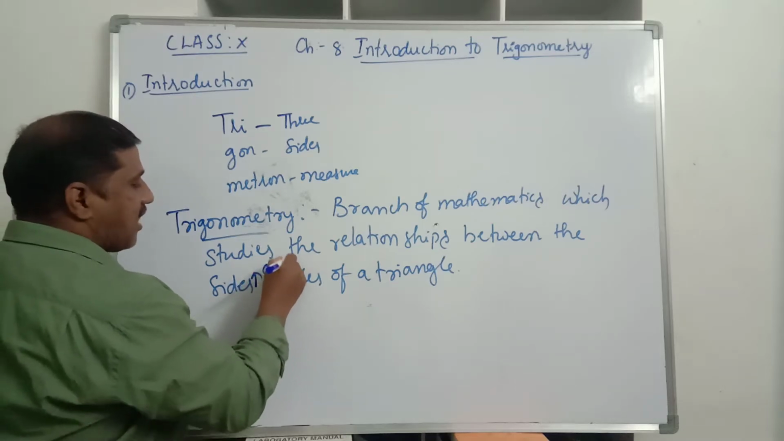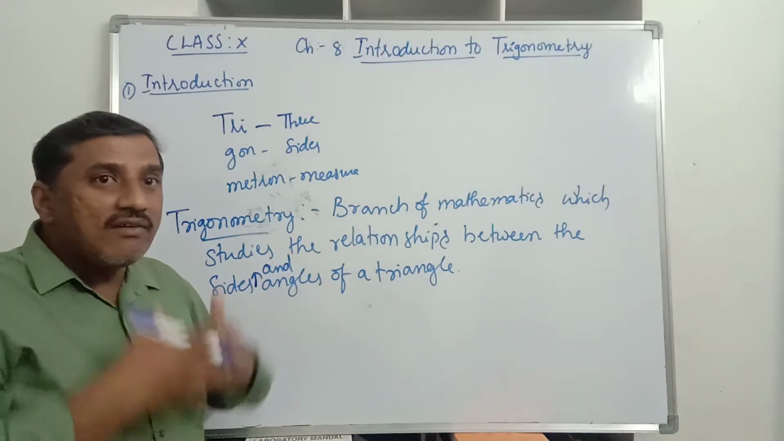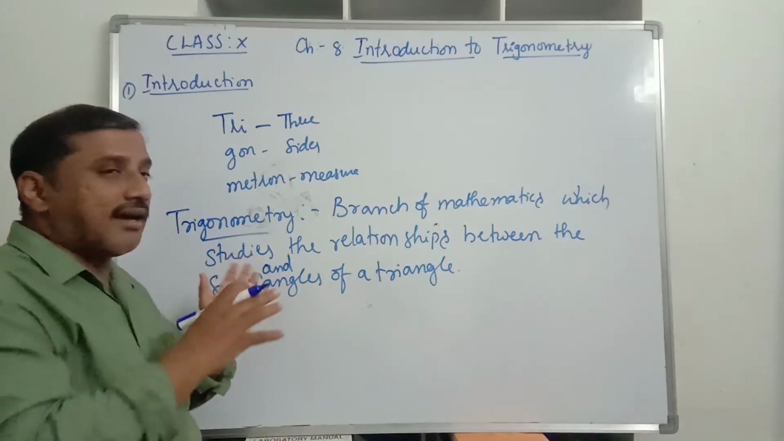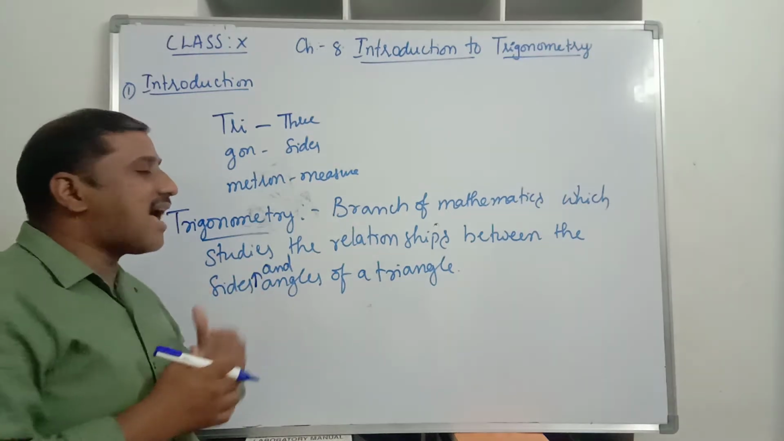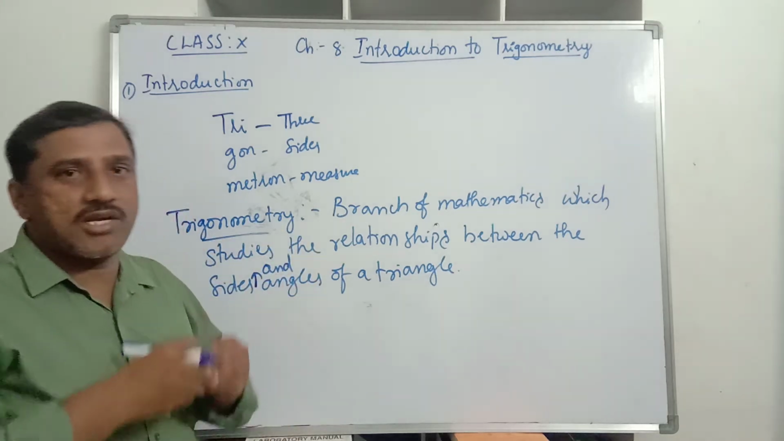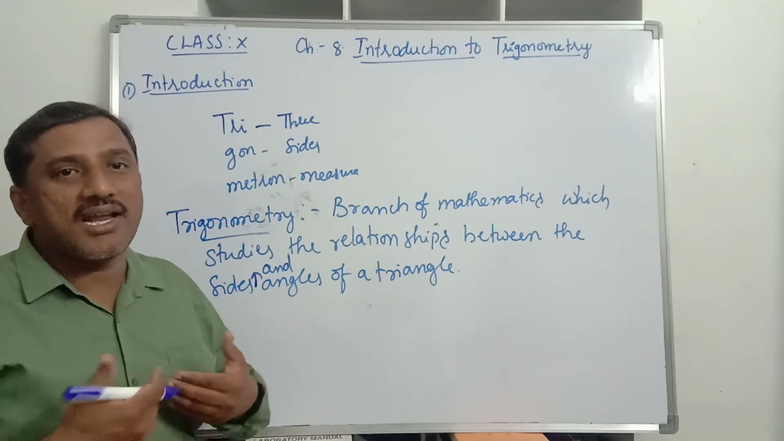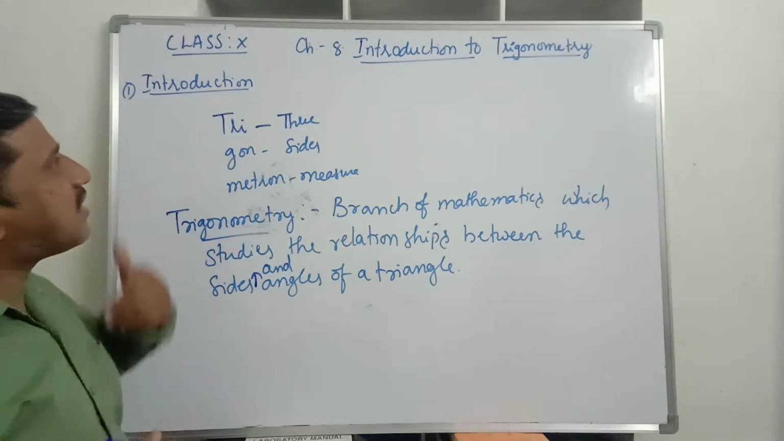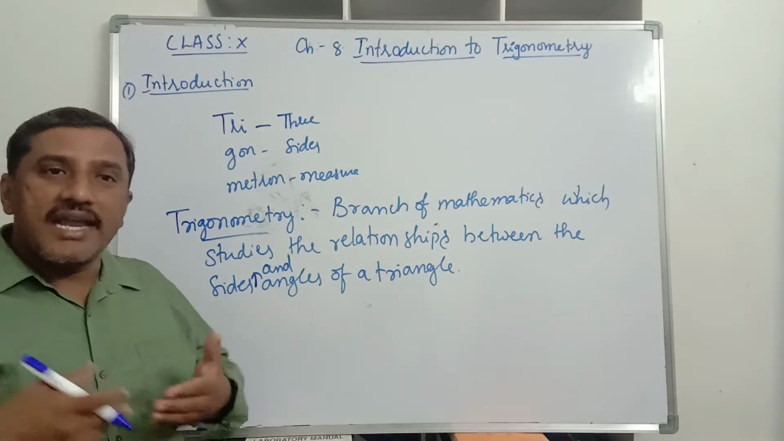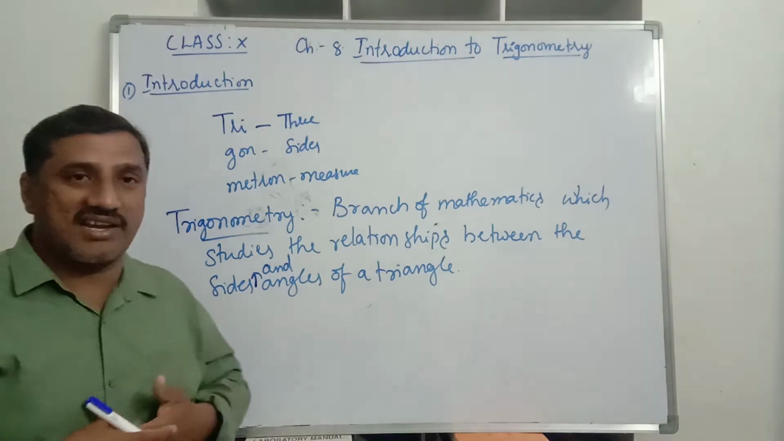Here I wrote triangle, but in our 10th class we will study only the right angle triangle. That is, the relationships between the sides and angles of a right angle triangle. Those relationships are nothing but trigonometric ratios. Now where do we use this trigonometry? We use trigonometry in seismology, and even in physics and engineering, in different fields.